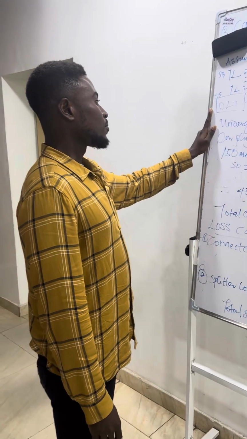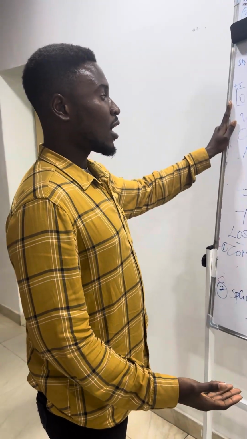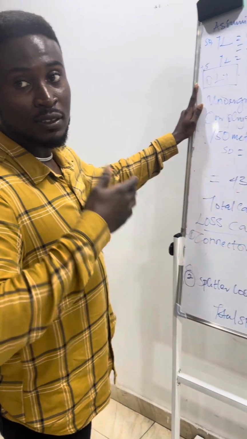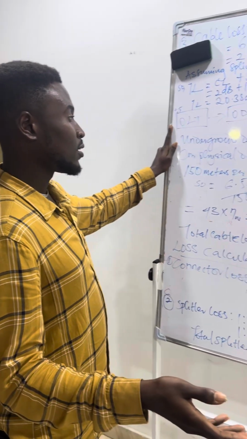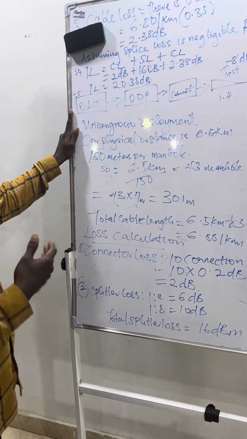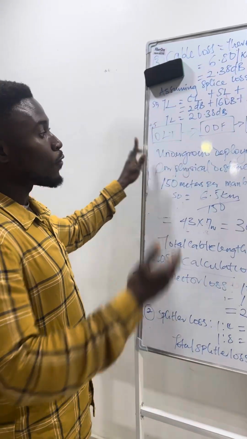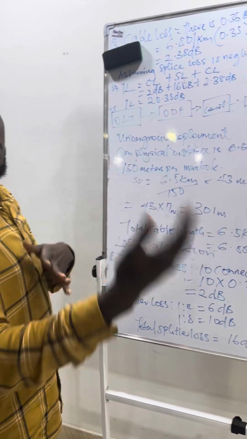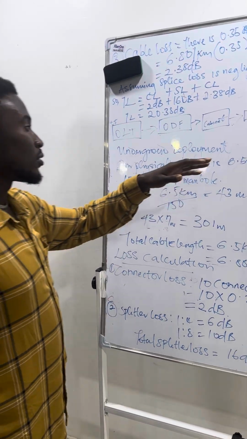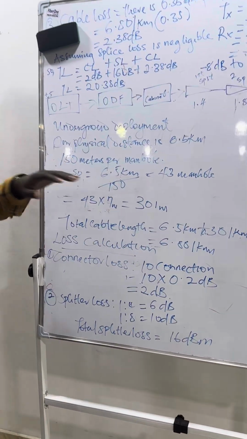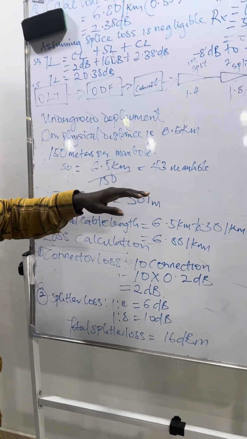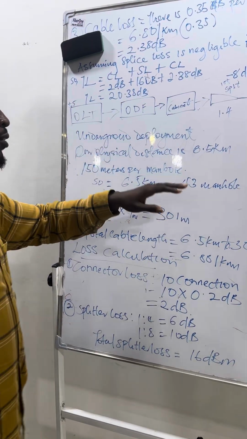So we want to determine how many manholes will be along this 6.5 kilometers, and we also agree that there is 150 meters per manhole. For every 150 meters, there is always a manhole. So we take our 6.5 kilometers, divide it by 150 meters to get our number of manholes, which was 43 manholes.